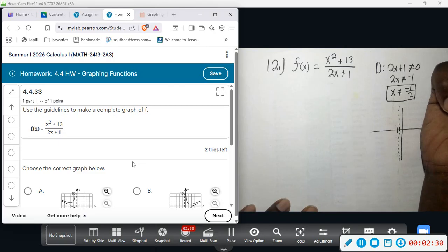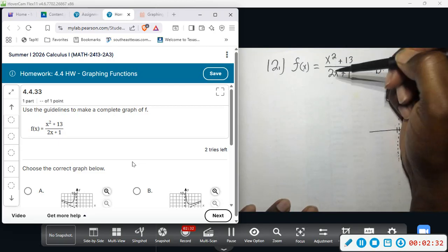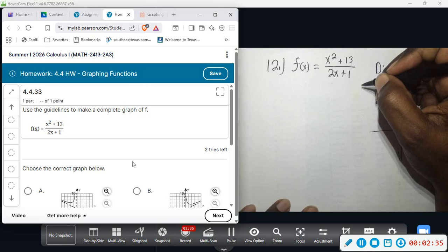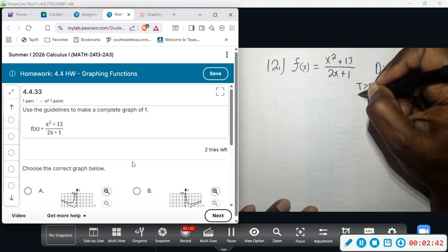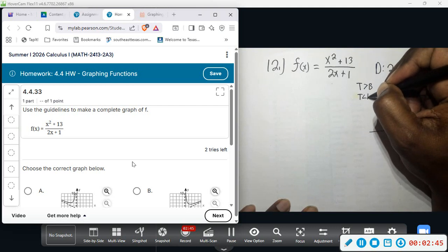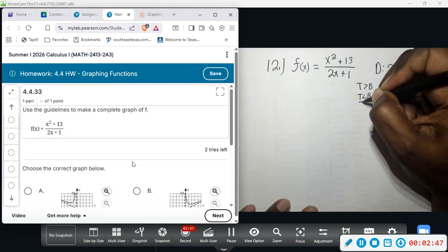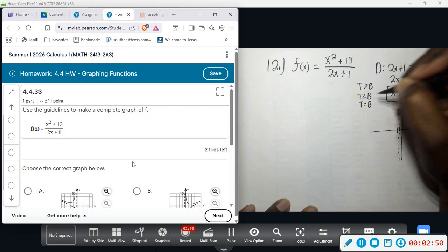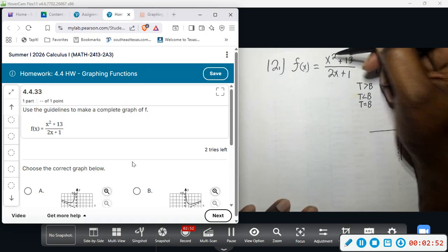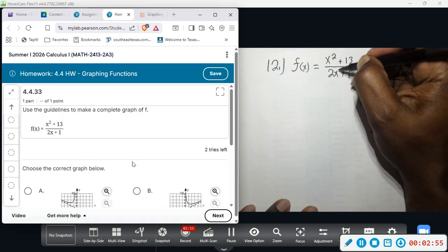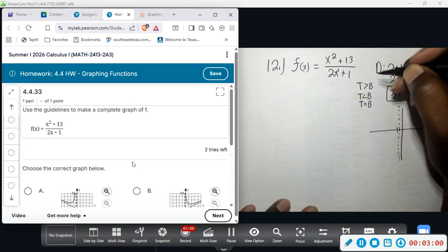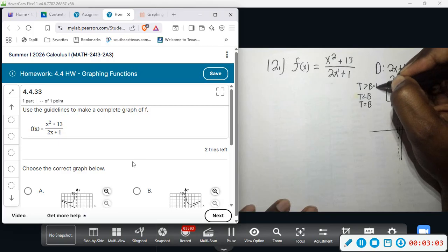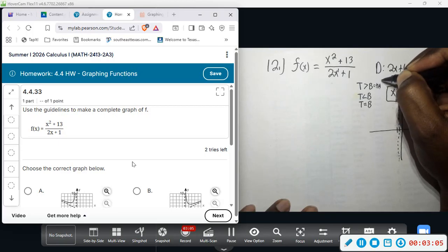Also, we will check for horizontal asymptotes. Horizontal asymptote, there's 3 conditions. What we want to recall: if the top is greater than the bottom, if the top is less than the bottom, or if the top is equal to the bottom. When I say top, I'm talking about the degree, the exponent. So we have a degree of 2 and a degree of 1. When the degree on the top is greater, there is no horizontal asymptote. HA is none.